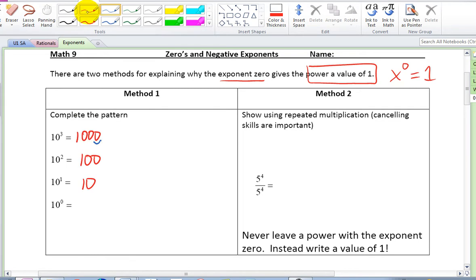Okay? So then what would be the next answer? 1. Not 0, right? Follow the pattern. Now if we follow the pattern further, what's 10 to the exponent negative 1 equal? You move your decimal one more place over and equals no negatives at all. It equals 0.1. All you move is your decimal place over 1, over 1, over 1.